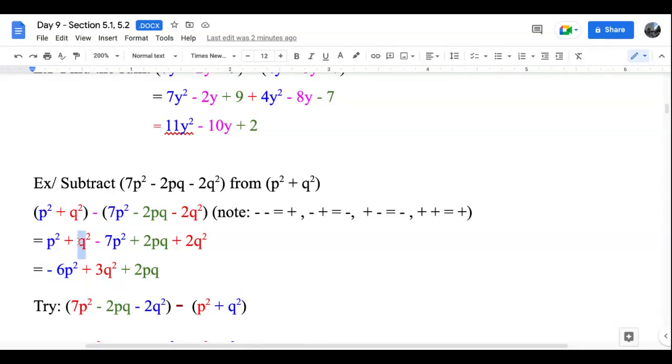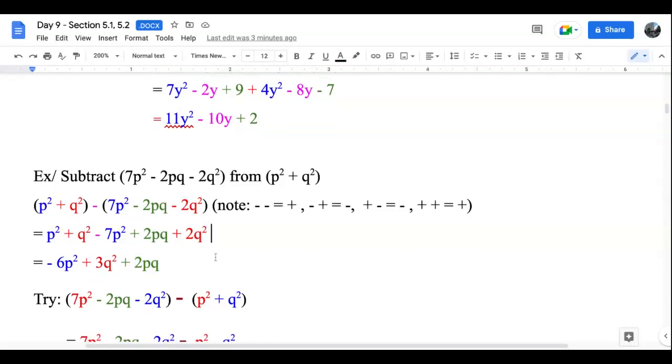Okay. Then q squared minus negative 2q squared. Negative, negative becomes positive. It becomes plus 2q squared. So 2q squared plus q squared, that's 3q squared. Now lastly, we have this negative 2pq becoming positive 2pq. Positive 2pq. Right. Anyone has any questions?